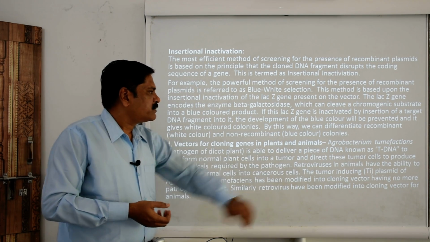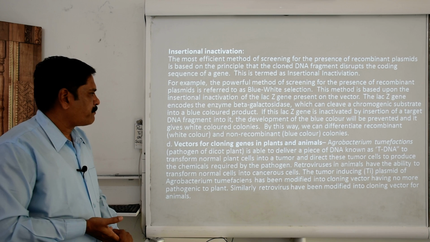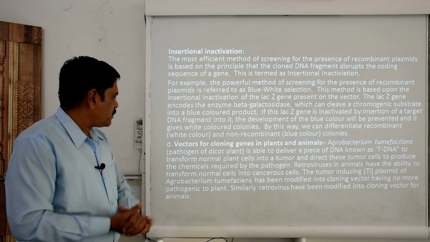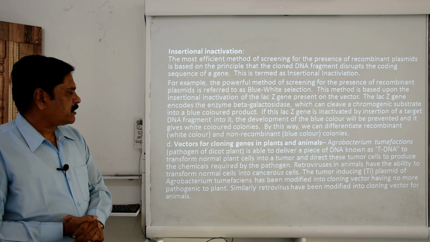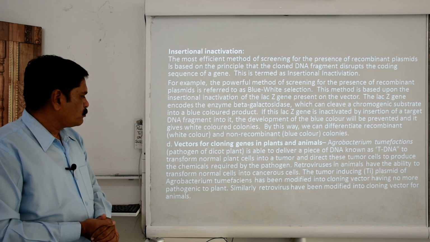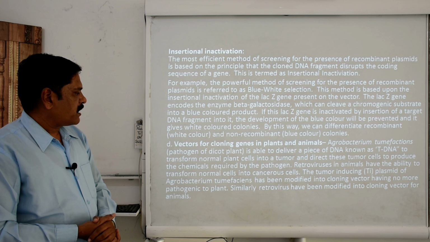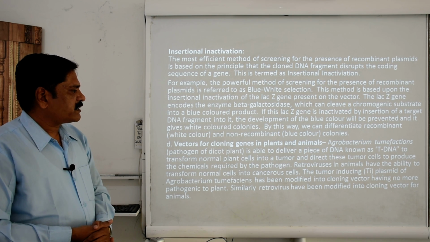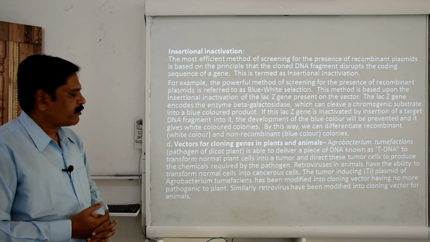So the tumor-inducing plasmid of Agrobacterium tumefaciens has been modified into a cloning vector that is no longer pathogenic to plants, and similarly the retrovirus has been modified into a cloning vector for animals.